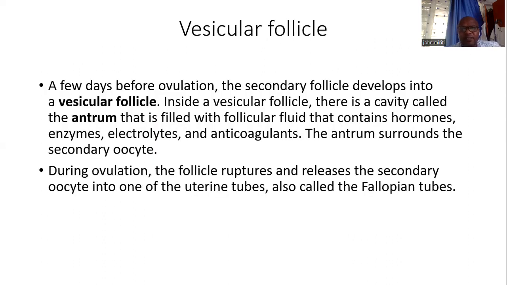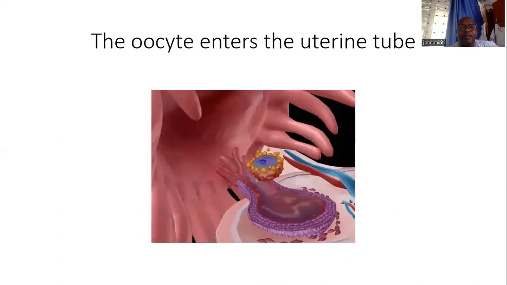So let's see what a vesicular follicle is. A few days before ovulation, the secondary follicle develops into a vesicular follicle. Inside a vesicular follicle, there is a cavity called the antrum. The antrum contains follicular fluid with hormones, enzymes, electrolytes, and anticoagulant. The antrum surrounds the secondary oocyte. During ovulation, the follicle ruptures and releases the secondary oocyte into one of the uterine tubes, called the fallopian tube. You can see the oocyte entering the uterine tube, and this is the mouth of the fallopian tube.